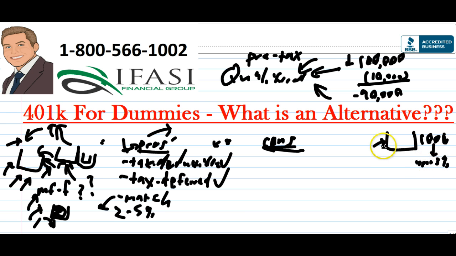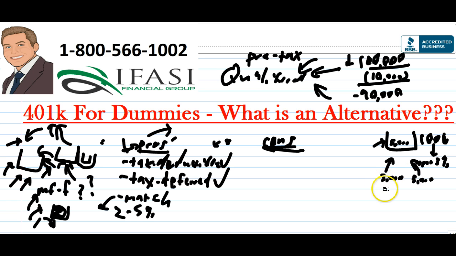So what that means is, let's say you're making $100,000, the same example, and you put $3,000 into that plan, the company will match you $3,000. So now you have $6,000 that's working in your retirement bucket. Very, very good. It's free money.